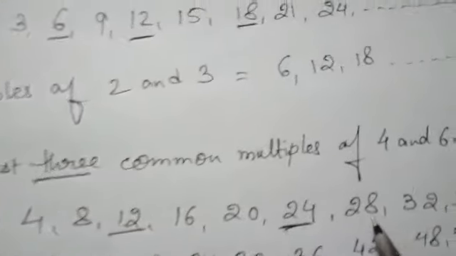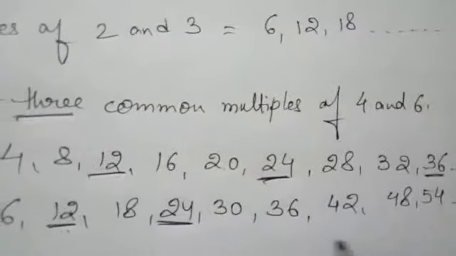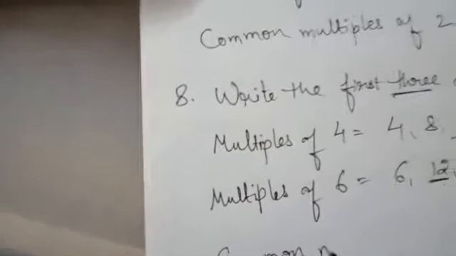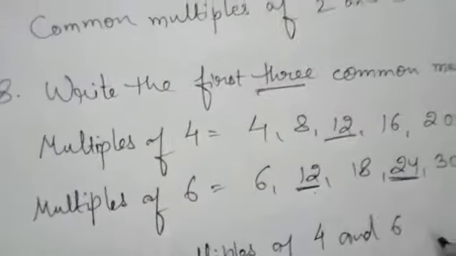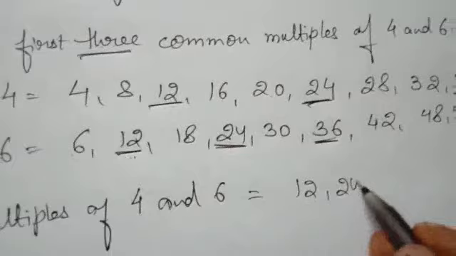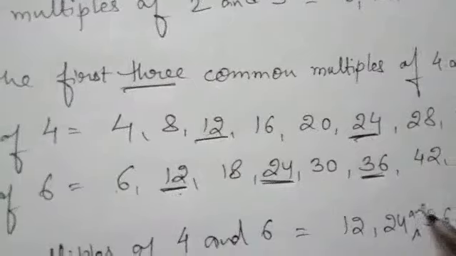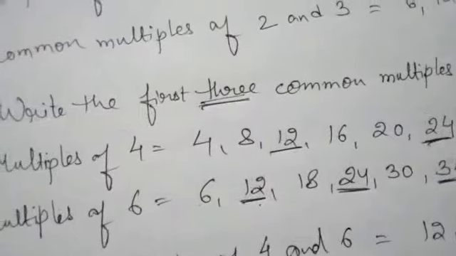Next number is 28, 32, 36. So 36 is common here. 36 again it is coming over here. So common multiples of 4 and 6 equal to 12, 24, 36. You can write over here, and 36 because as it is given over here 3. So we have done it.